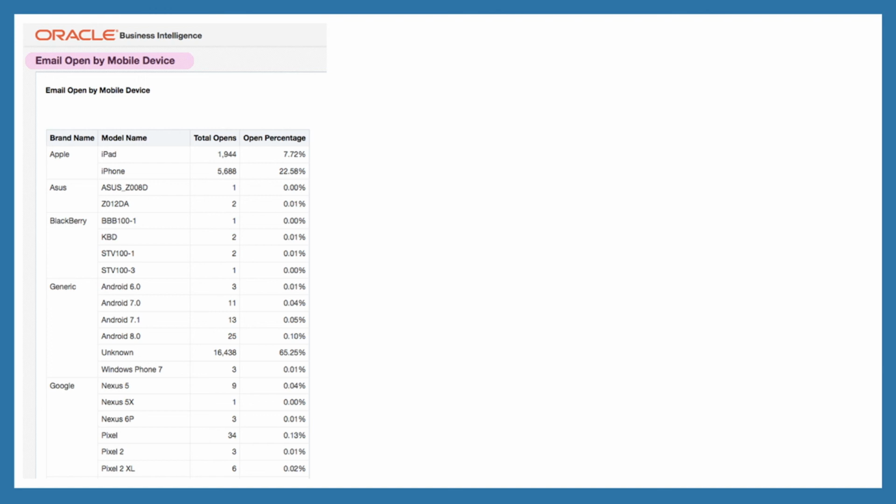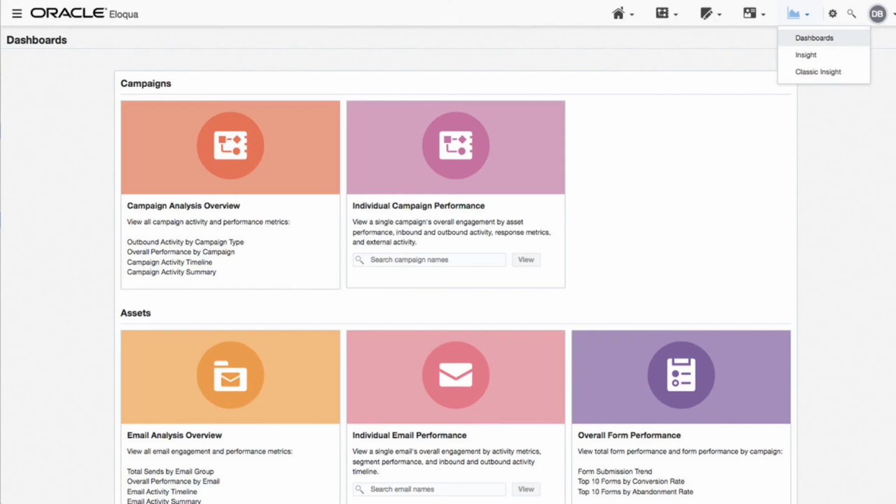But how do you find these dashboards? Simple. You access them from the dashboards area. You can see the menu there at the top right-hand corner of the screen. Once you do that, you can then scroll through, and you'll be able to access any of these particular ones, whether it's campaign, assets. If you scroll down, you'll see the device menu, etc.